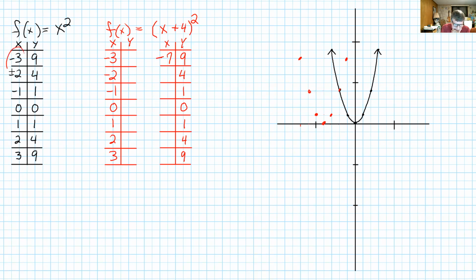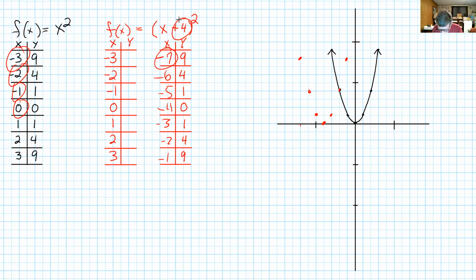Well, if we take this and we subtract 4, we get that. If we take this and we subtract 4, we get that. This -4 is that. This -4 is -3. This -4 is -2. This -4 is -1. That describes it, doesn't it? So again, a +4 inside moved the graph to the left 4 units.